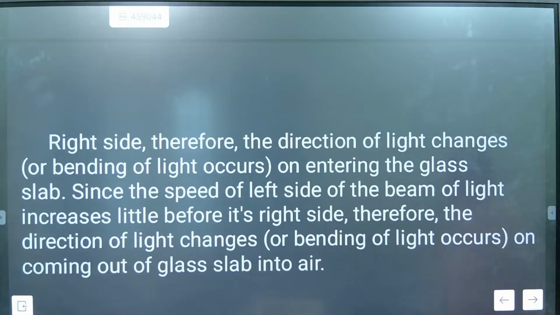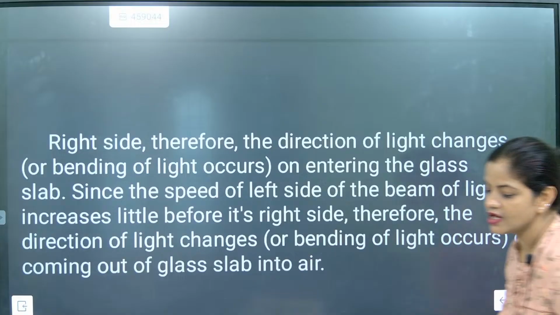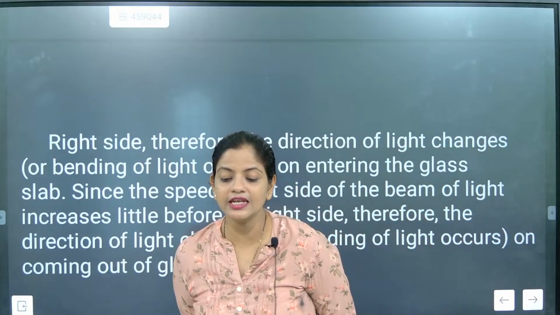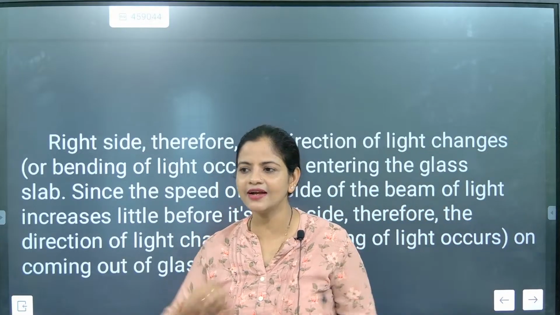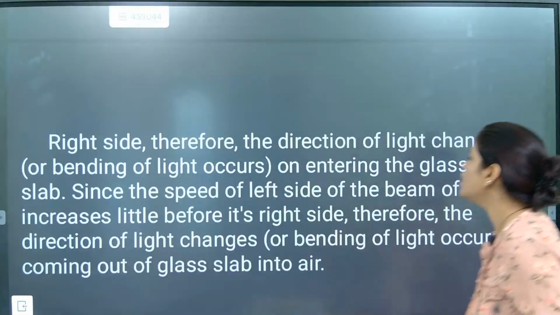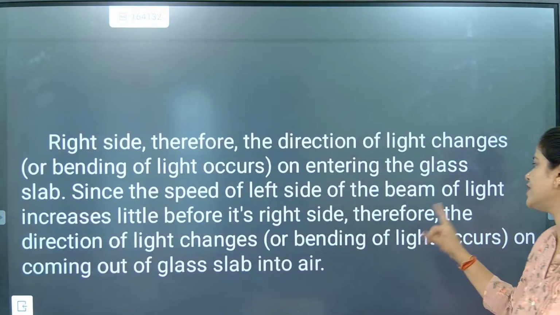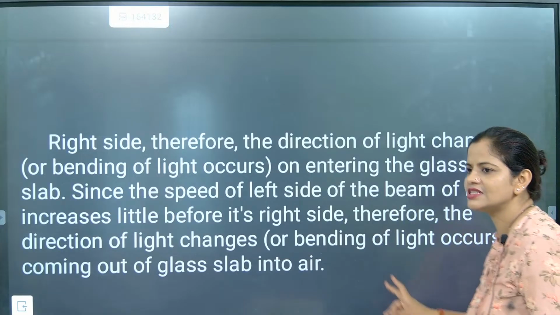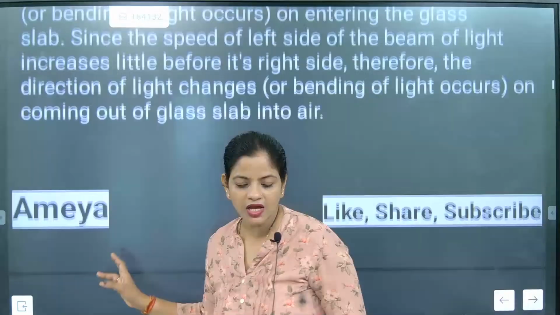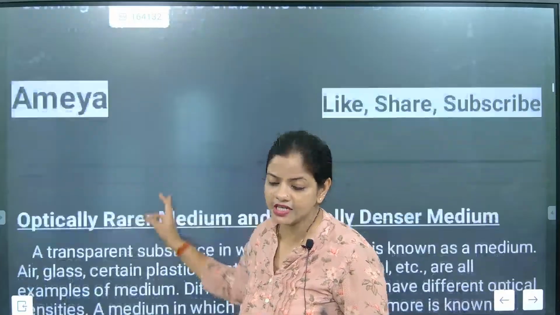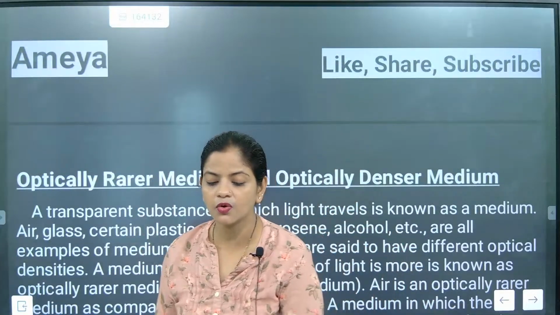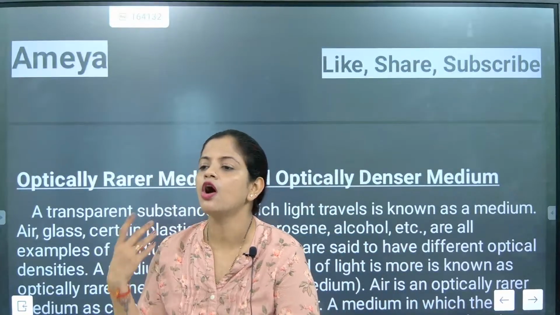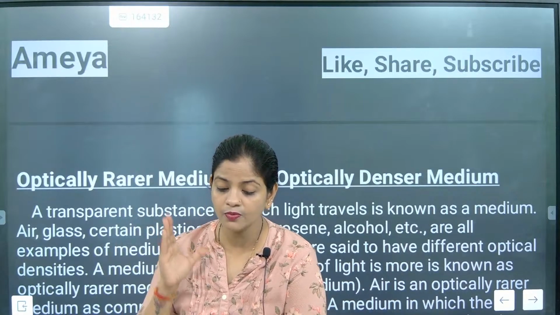So now what does that mean? The speed of the left side of the beam of light increases a little before the right side. So which side is the speed increasing on? Left. After that, right. Understood? So what we were inferring here is that the direction of light changes on coming out of the glass slab into air. We are seeing left and right changes there, and because of this only the bending occurs. So this is one of the most important parts.